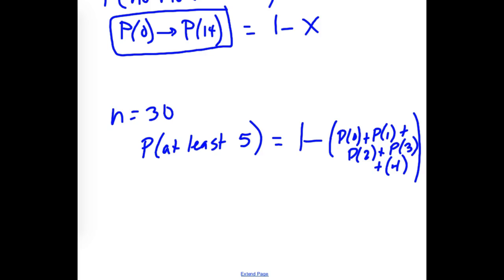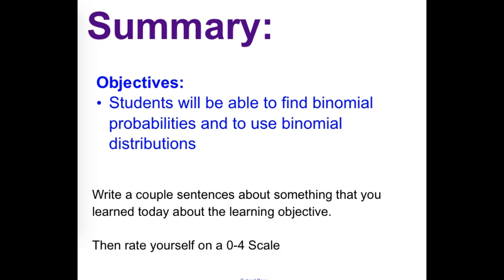So take a minute and put your summary down. We have done binomial probabilities, and now we've looked at binomial distributions. Maybe make some kind of notation of that formula. What does n stand for? What is x? What is p? What is q? Take a minute and do that.